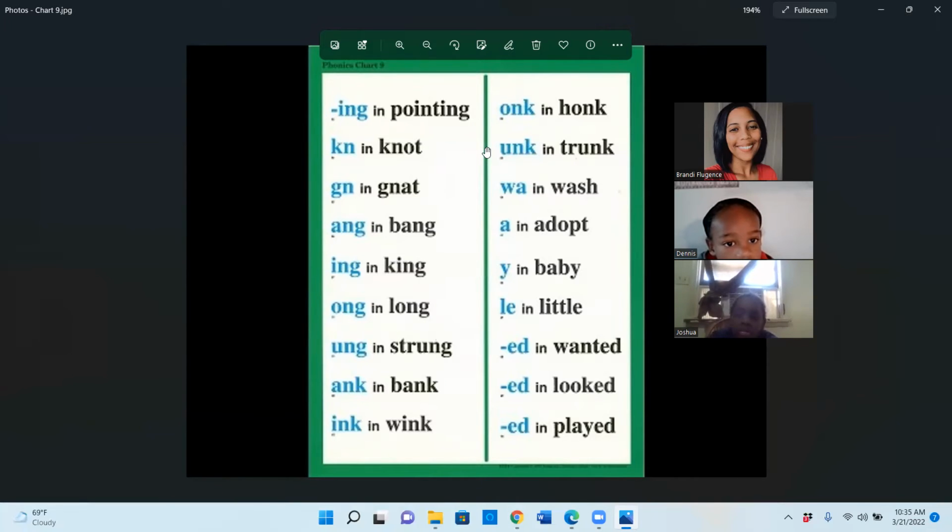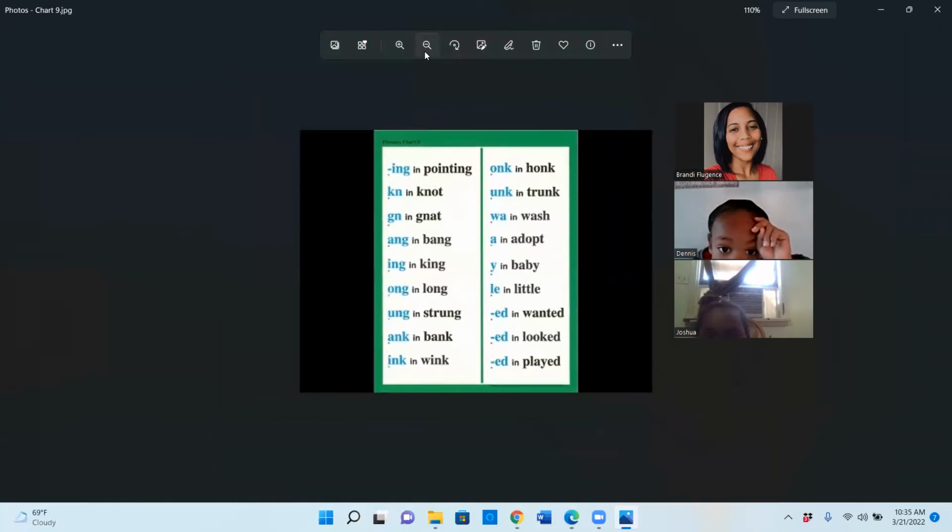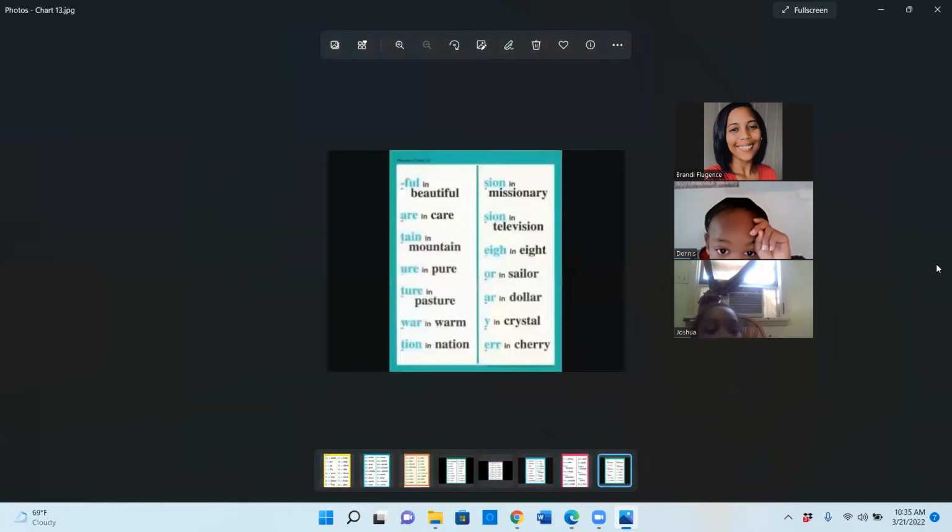WA says wa in walk and wash. A says uh in adopt. Y says ee in baby. LE says l in little. ED says ed in wanted. ED says t in looked. ED says d in played. All right, we'll move on to our chart that we're on now, which is chart 13.